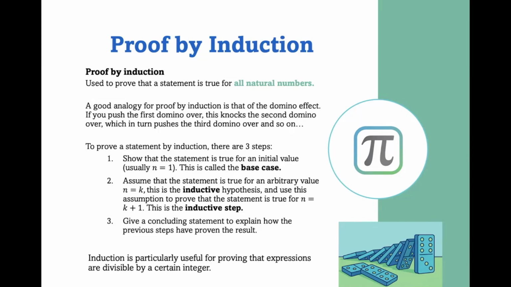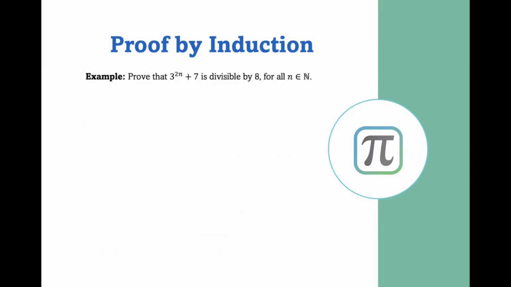Proof by induction is particularly useful for showing that expressions are divisible by a certain integer. So let's look at an example of this. Here we are asked to prove that 3 to the power of 2n plus 7 is divisible by 8 for all n where n is a natural number. Step 1. Well, let's start with the base case. If n equals 1, then we have 3 squared plus 7, which is 16. 16 is divisible by 8. Thus, the statement is true for the base case.